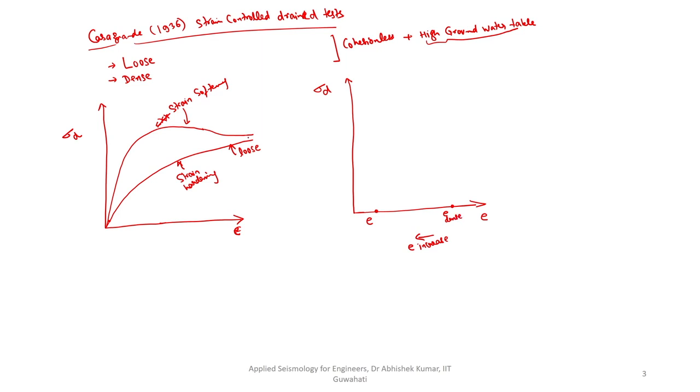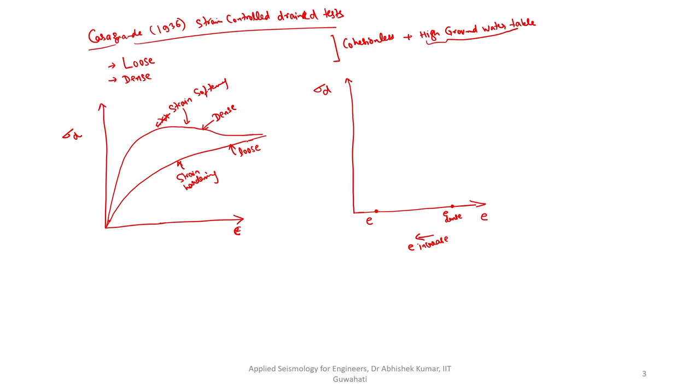Now, here what we saw is that when a dense specimen is subjected to loading condition, initially it will take the load, reach the peak value, followed by strain softening, and it will continue, and certainly a stage will come where it will not take any particular load, but more or less will be subjected to an increase in axial strain.